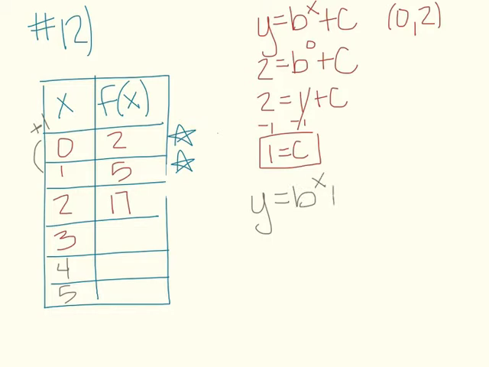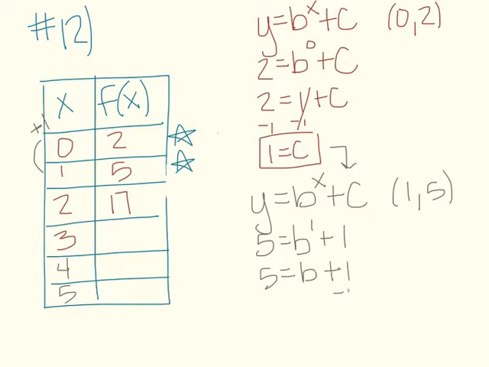So let's go to our next step. We use that same y equals b to the x plus c, but we use our second point that we have when x is 1, y is 5. So the y value is 5, the x value is 1, and remember our c value in this case is also 1. So we'll go ahead and plug that in. So we have 5 equals b to the 1, which is just b, plus 1. Subtract 1 from both sides, and we learn that 4 is our b value.